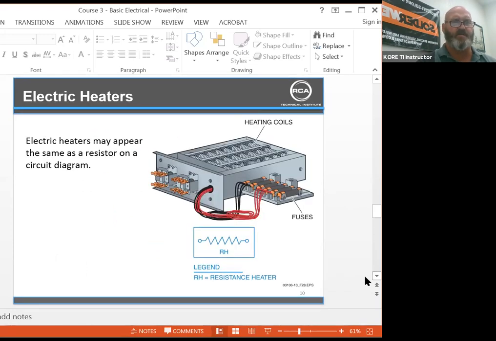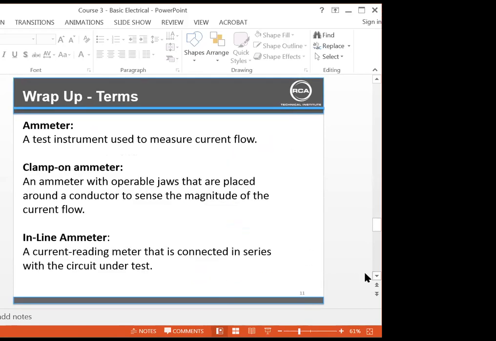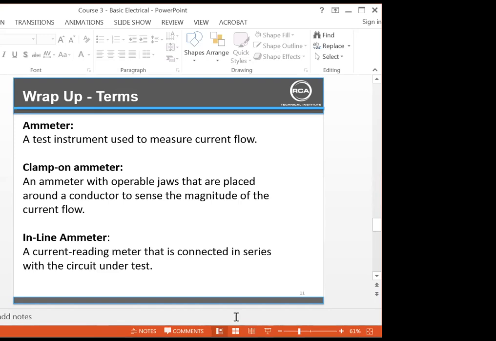Electric heaters may appear the same as a resistor on a circuit diagram. I think in some states, like Arizona, we can use strip heaters. In California, you cannot as a primary heat. A lot of strip heaters out there. I don't see many of them around here. No? What about the garage heaters and stuff? What about on the hot side of the non-mechanical side? You know, that's a toaster. It could be used as a warmer, correct? Oh, absolutely. And it tests the same.